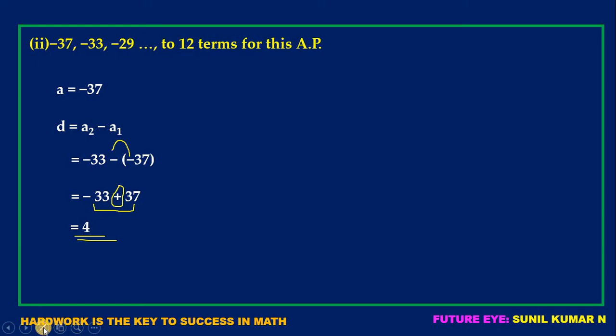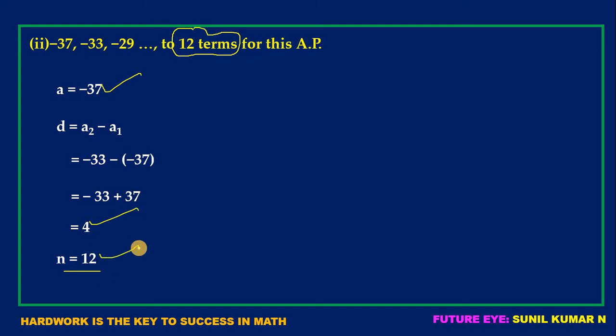So next, the n value. For how many terms do we have to find the sum here? We have to find the sum of 12 terms, therefore the n value will be what? That is 12. See, now we have the a value, d value and n value. So easily we can substitute all these values in the formula.